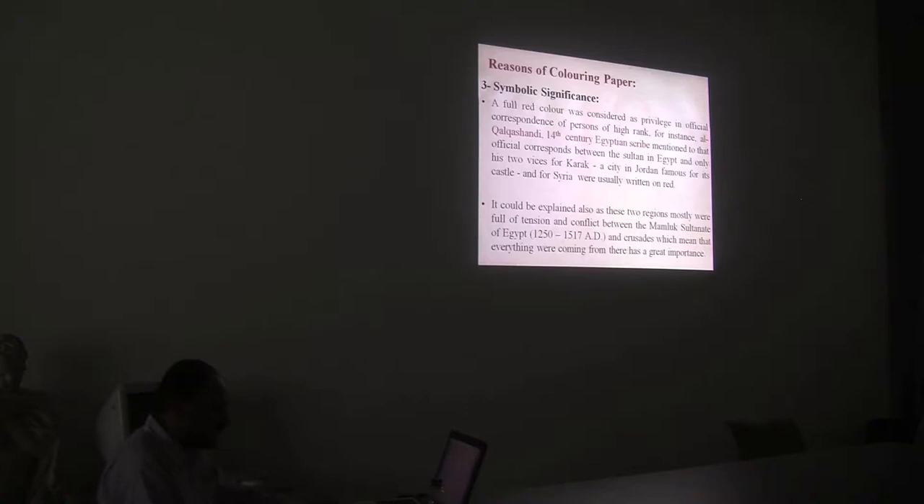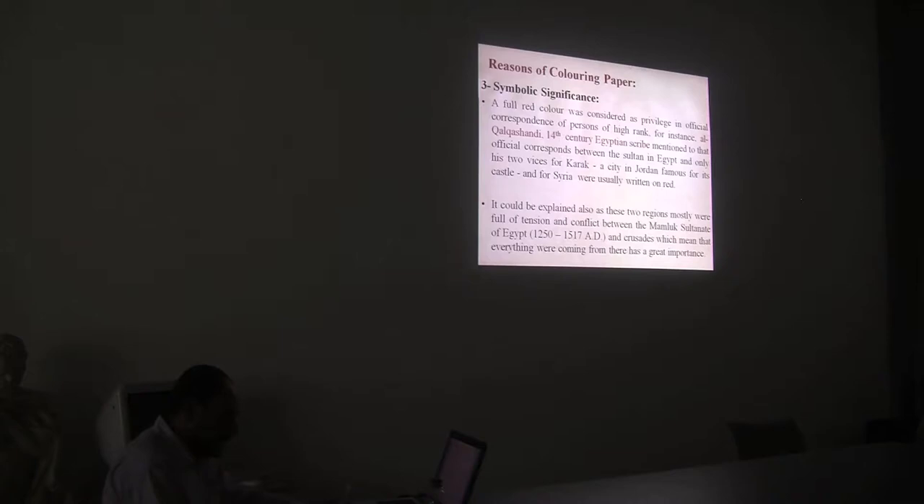The third reason for coloring paper at the time was for symbolic reasons. For instance, a full red color was considered a privilege in official correspondence of persons of high rank. For instance, Al-Kalkashandi, a 14th century Egyptian scribe, mentioned that the official correspondence between the Sultan in Egypt and his two vice-regents for Karak, a city in Jordan famous for its castle, and for Syria, was usually written on red papers.